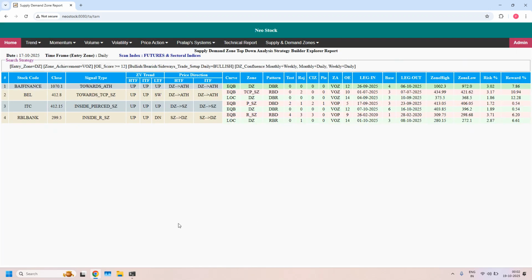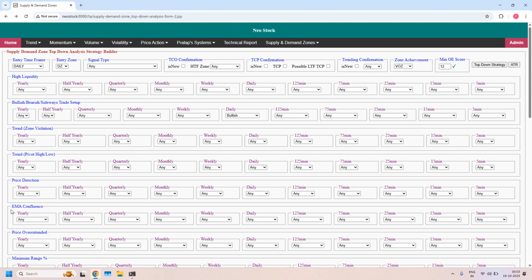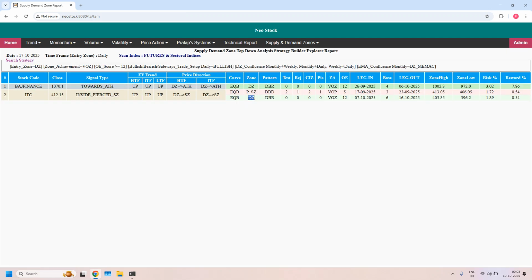So I'm filtering. 4 stocks are there. In these 4 stocks, all these daily demand zones overlapped with weekly demand zone. Both together again overlapped with monthly demand zone. Okay. And we should also add one more filter, because all are overlapped with monthly demand zone and the monthly trend is uptrend in all the stocks, so we can further filter based on monthly demand zone having monthly EMA confluence. Let's filter. 2 stocks are filtered. So these 2 daily demand zones might have more high probability to get success.